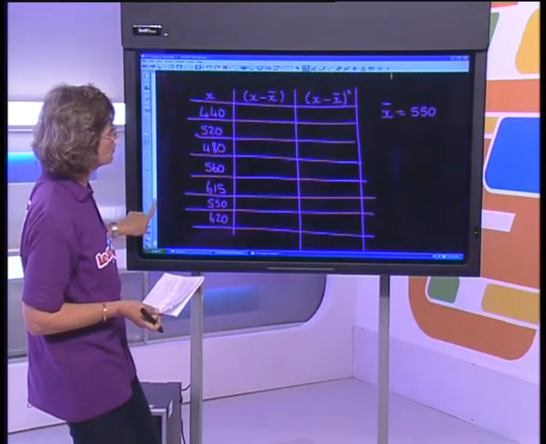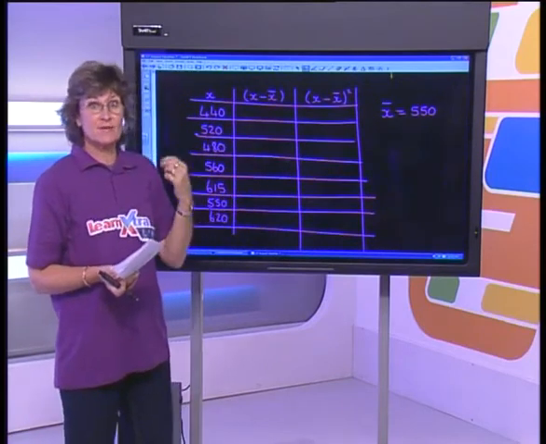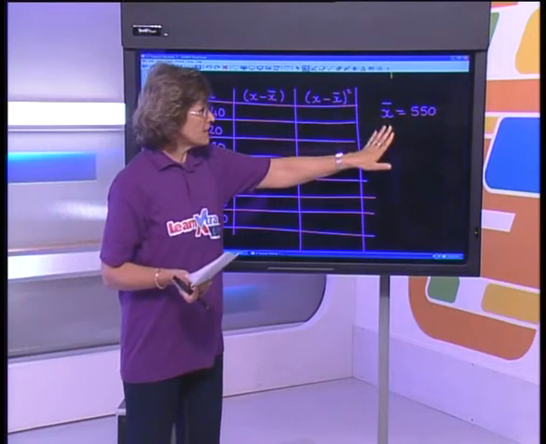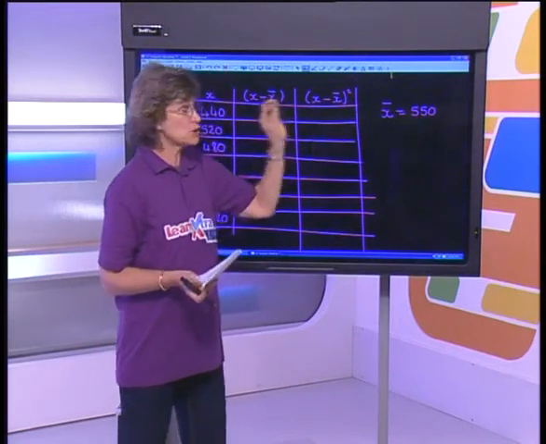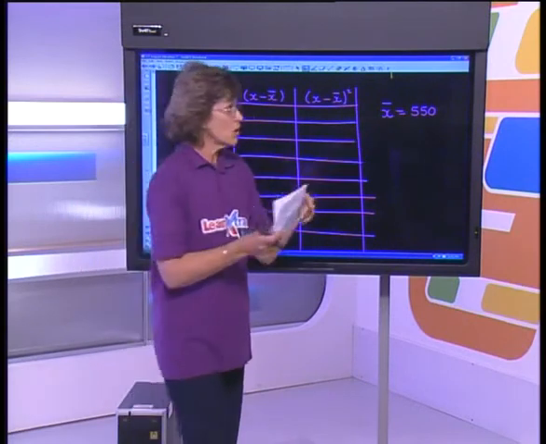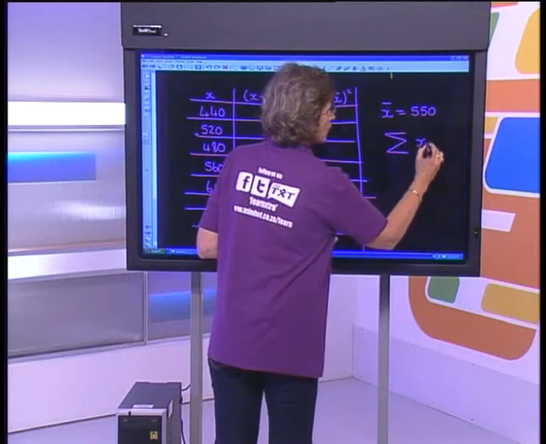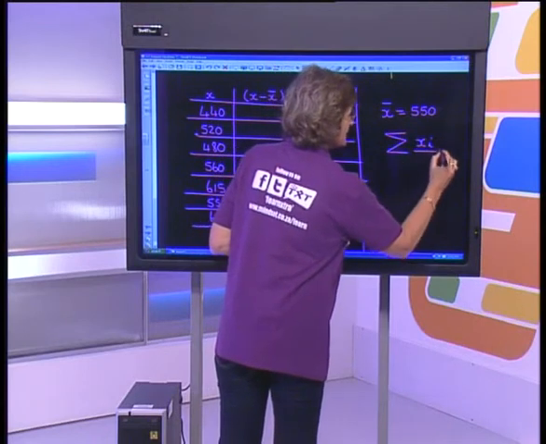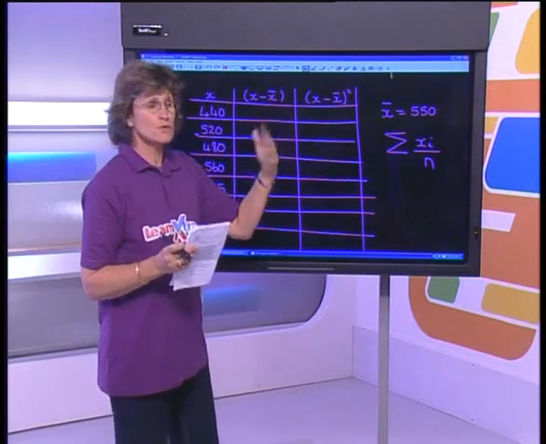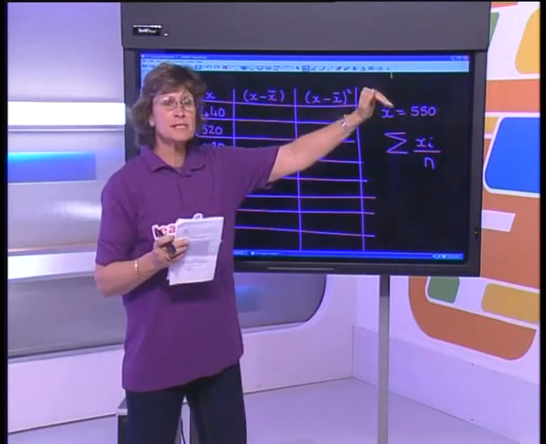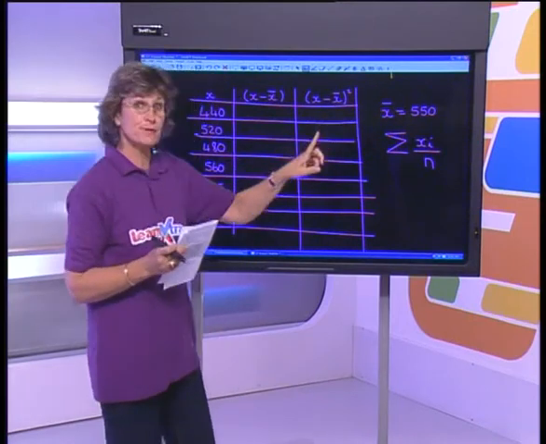So really, let's go back to grassroots. This is what your page would look like if they said to you, work out the standard deviation. In order to find the standard deviation, you need to know your mean. Remember, your mean is the sum of all your scores divided by the number of scores. Sigma just means sum of. So you add up all those 10 numbers and you divide by 10. And so we've got our mean as being 550.